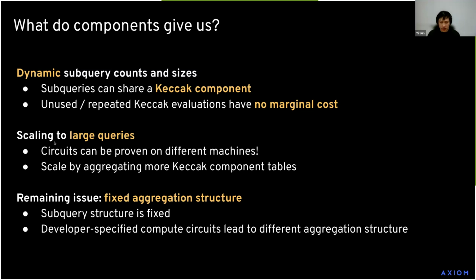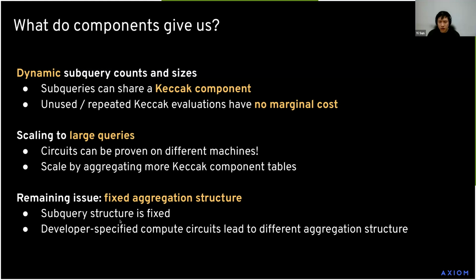Secondly, for scaling to larger queries, by having this component framework, we can prove the circuits for the different components on different machines. In particular, in the Keccak component, which is the limiting factor for us, we can prove multiple Keccak tables on different machines, and then finally aggregate them into one that fulfills the promise. So it gives us this kind of homogeneous interface for accessing circuits, which could either be single circuits or aggregation circuits. And so that lets us scale out across many machines without changing our ZK interface in any way.